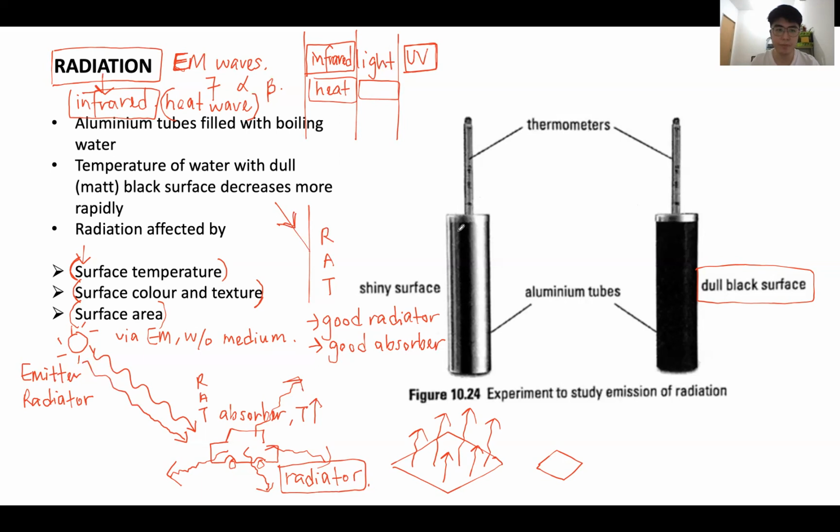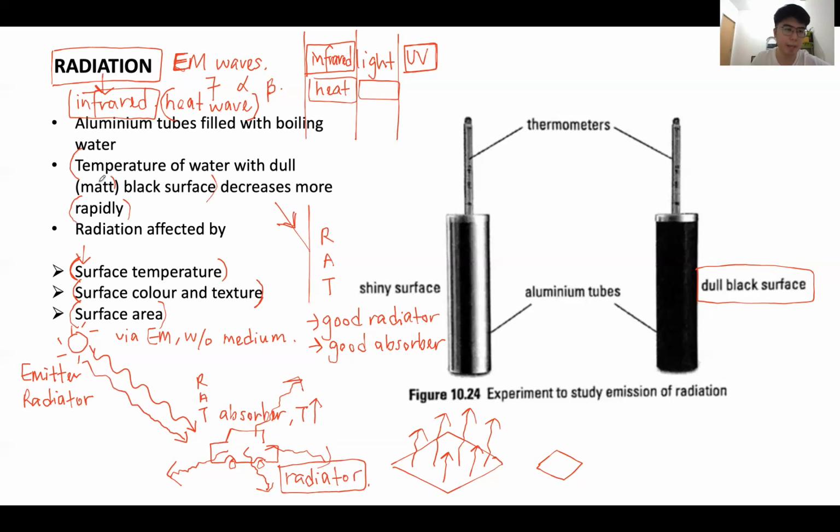Okay, here we got two aluminium tubes filled with boiling water. One is covered with a shiny surface, one is covered with a dark surface. Here we are doing an experiment to study the rate of radiation. Which one radiates quicker? After a certain period of time, you find that the boiling water with the dark black surface, the temperature drops faster. The temperature of water with dull black surface decreases more rapidly.